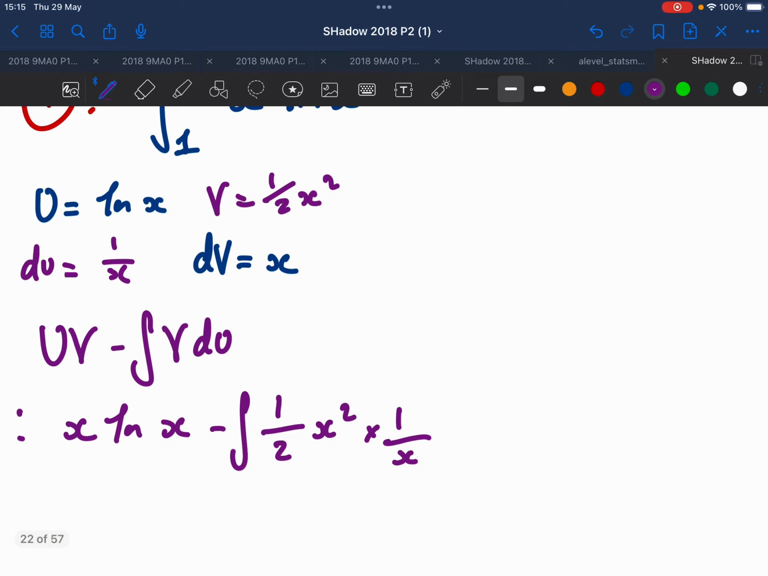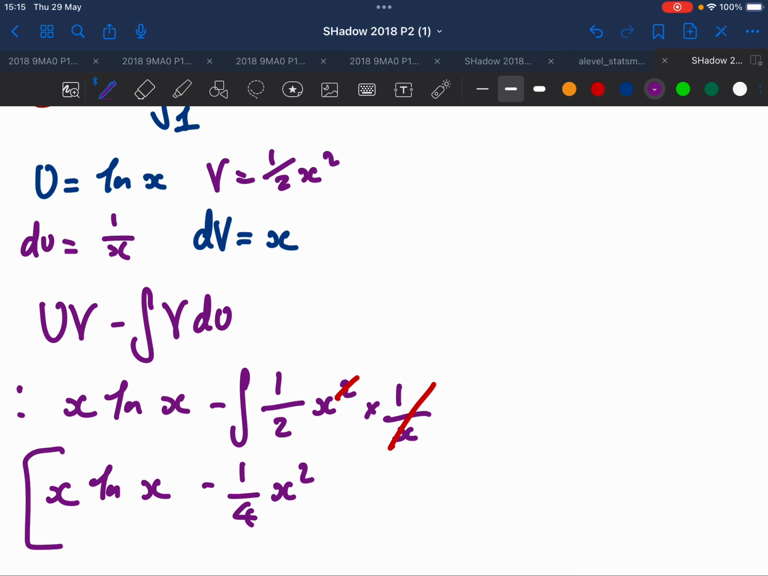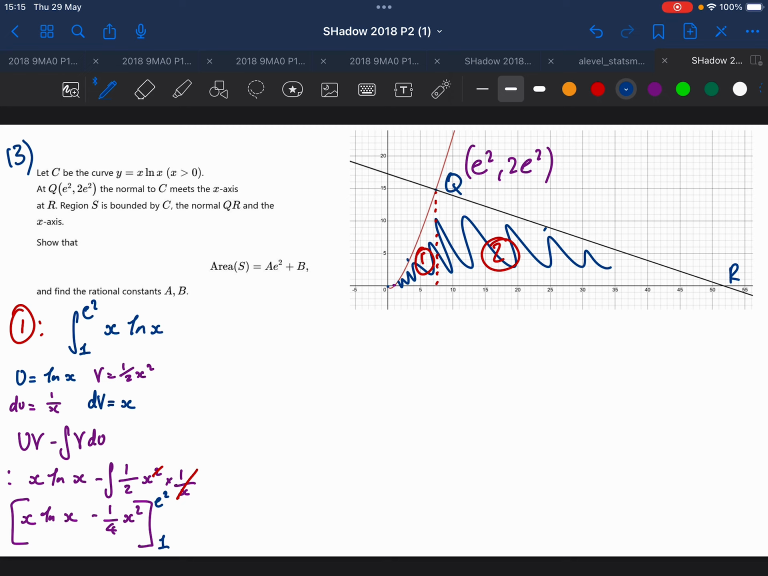And this fixes itself quite nicely, this bit here, okay? I could pull the half out to the front. There's so many things I could do, but really what I need to spot is what happens there, okay? That's the main thing. So this becomes x ln x minus a quarter, because x will become x squared and you get another half, so it'd be a quarter x squared. And it's a case of putting in the limits now, which are e squared and 1. That's how I can get my first area.